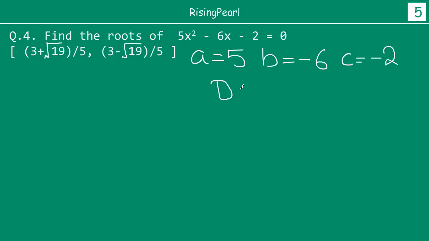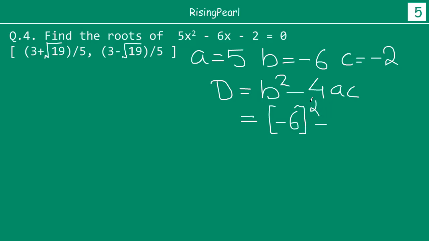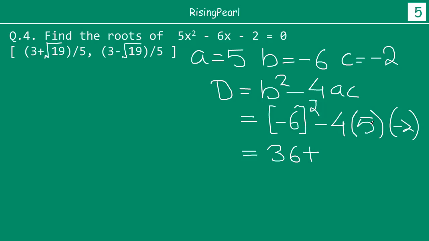So the discriminant will be b square minus 4ac, or this will be equal to b square is, don't forget the minus here, right? So it is minus 6, this is b, whole square, minus 4. What is a? a is 5. And what is c? c is minus 2. So we write all the terms in the bracket. Minus times minus is plus, 6 times 6 is 36. Minus times minus is plus, so this will be plus. And 4 5s are 20, times 2 is 40. So we get 40. Or if you add them, this will be 76. So d, which is the discriminant, is 76.